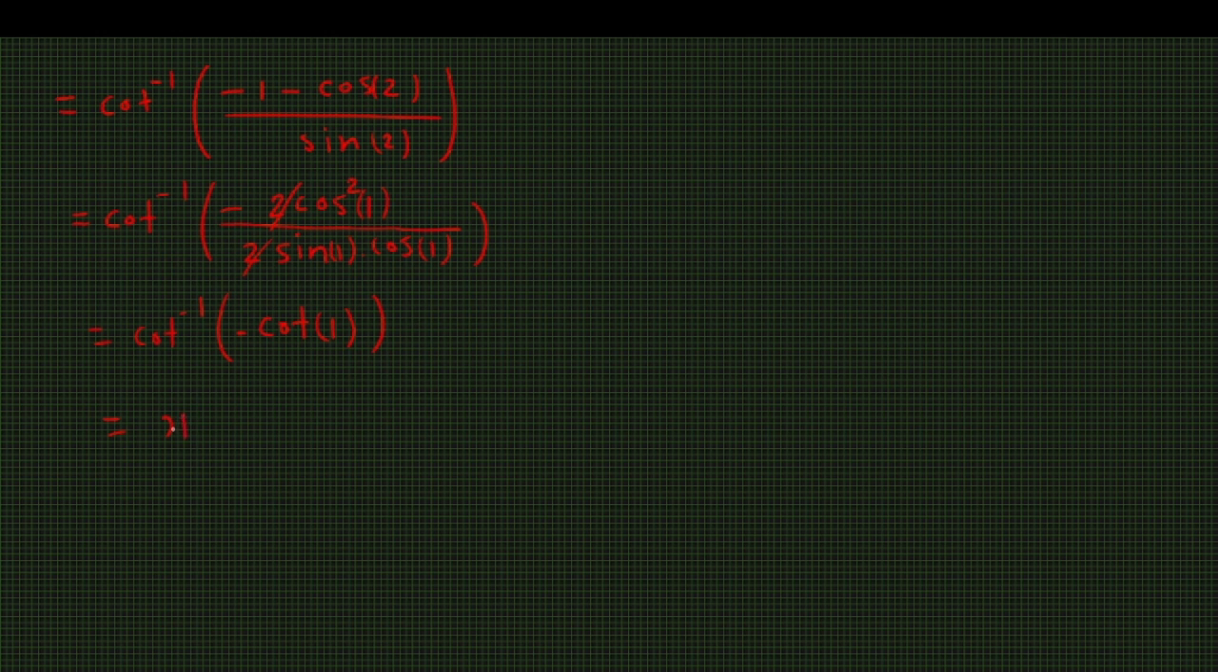Now cot inverse of minus x is pi minus cot inverse x. From this identity we can write pi minus cot inverse of cot of 1. So the cot inverse and cot get cancelled. Final answer is pi minus 1.